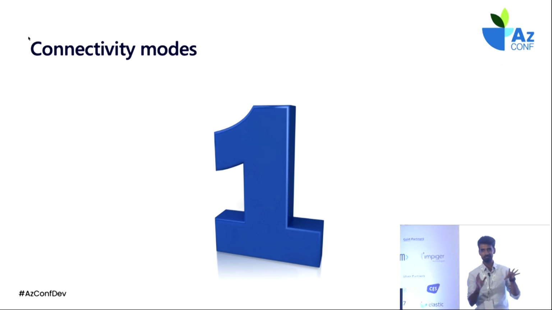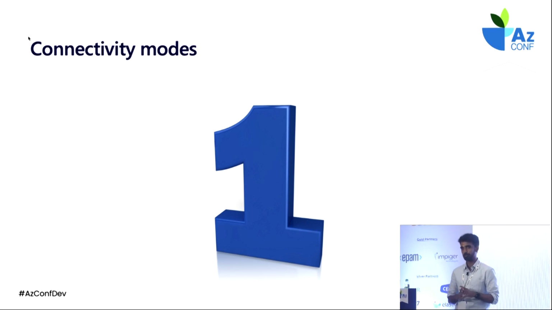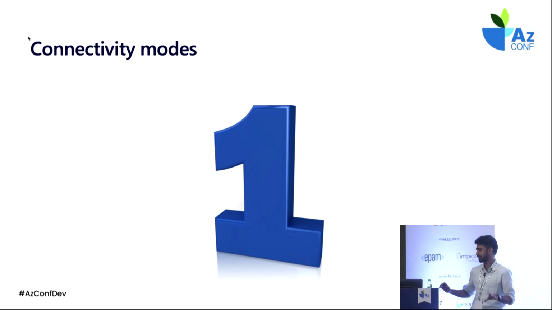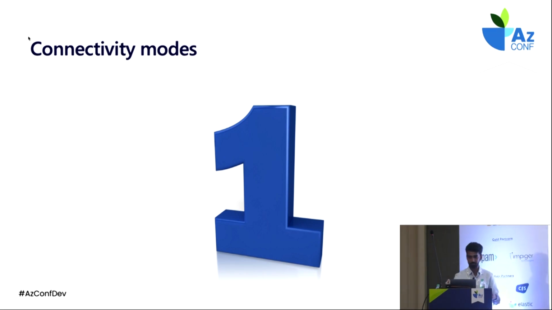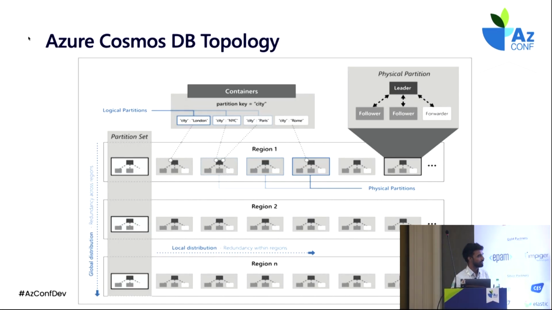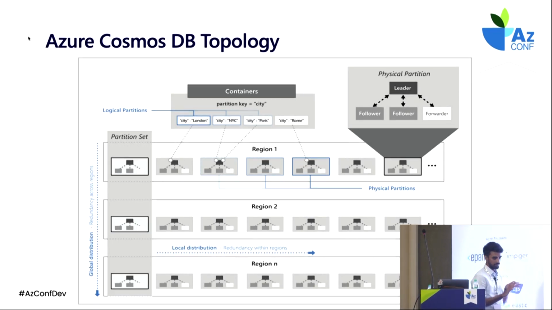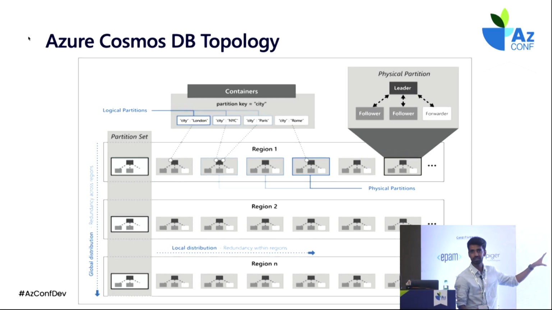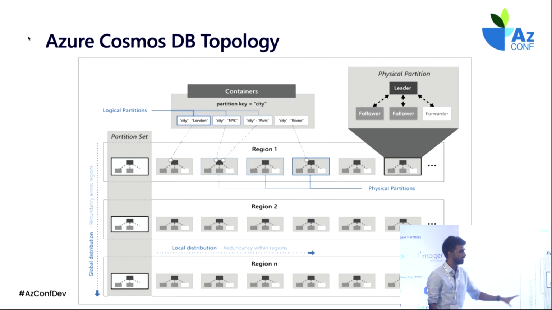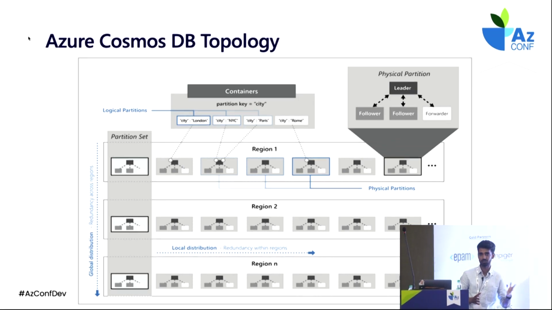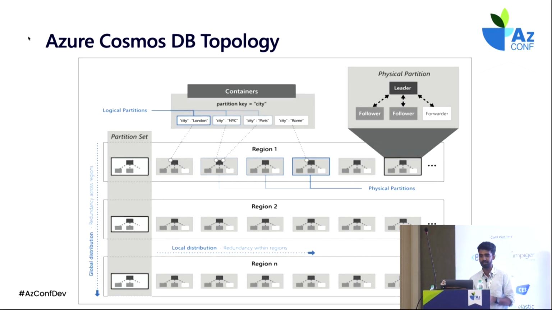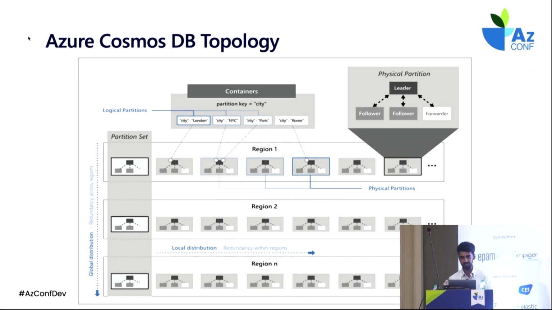So if you are developing on Cosmos DB, this is something that you must be aware of. We support 2 connectivity modes. I will come and explain what it's all about. Before that, in order to understand connectivity modes, this is the fundamental topology of Cosmos DB, right? I know you must have been working with Cosmos DB, and you know it's a distributed database. But let me explain the fundamental concept.